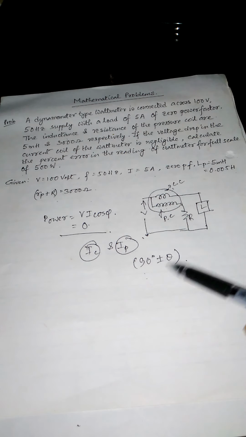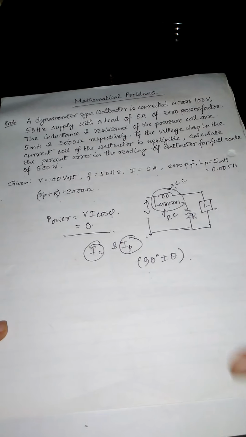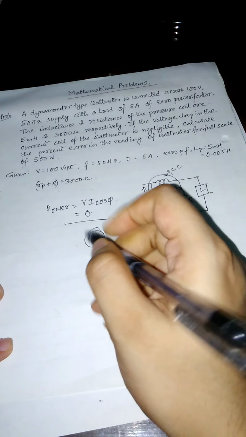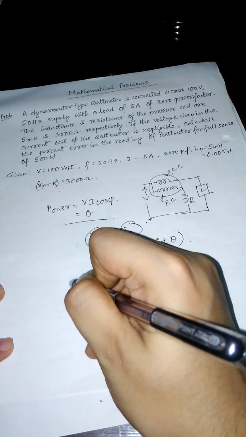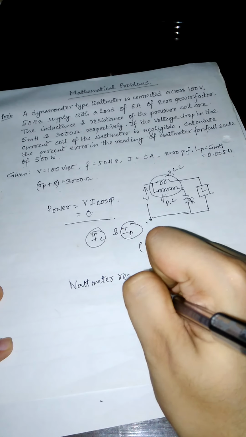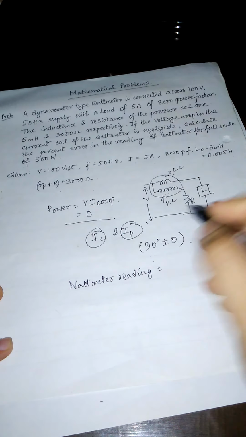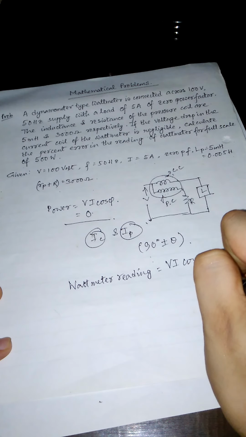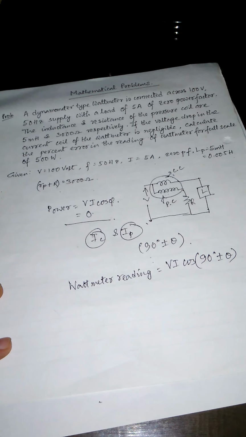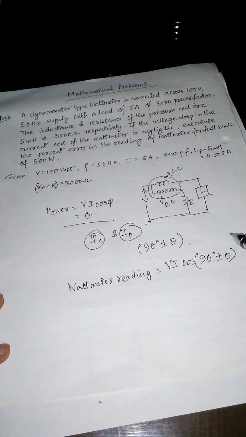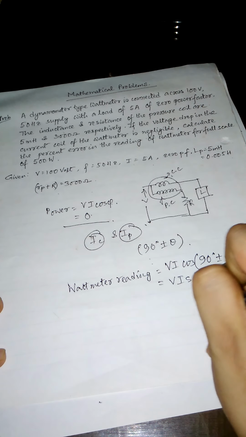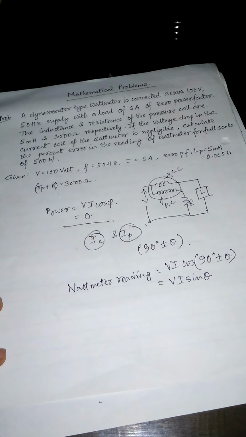So that is 90 degree plus minus theta. Now as this is 90 degree plus minus theta, what will be the wattmeter reading? The wattmeter reading will be VI cos(90 degree plus minus theta) instead of VI cos phi. As this is VI cos(90 degree plus minus theta), we can write it as VI sin theta.